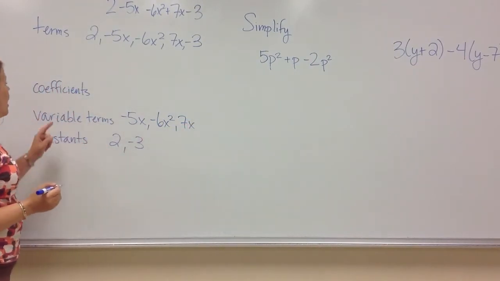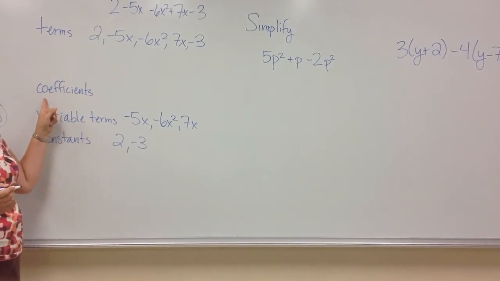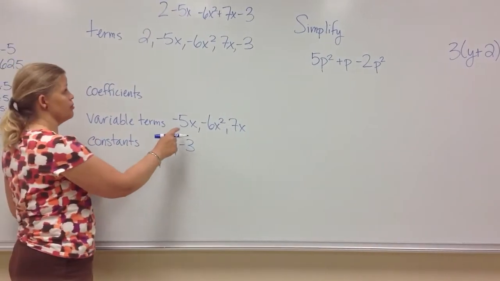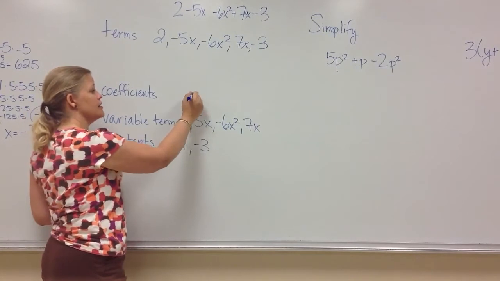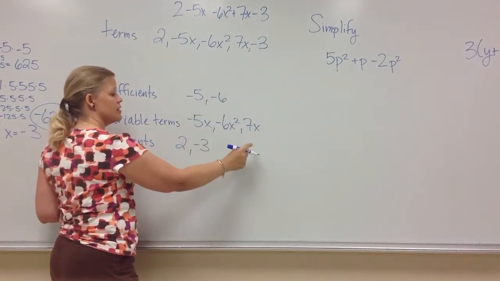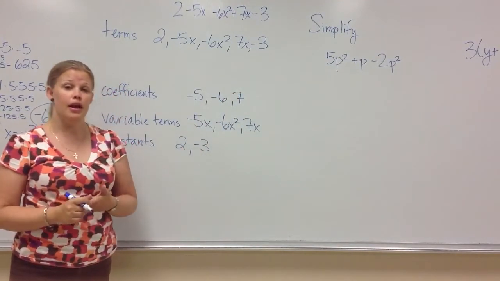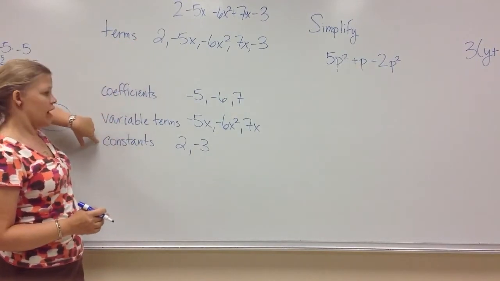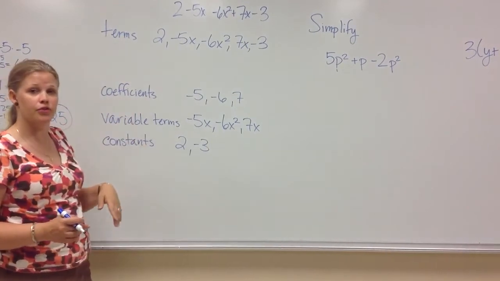Okay? The last vocab word I want to share with you today is coefficients. Those are the numbers that are in front of the variables, or in the variable terms. So what's with the x? Negative 5. What's with the x squared? Negative 6. What's with this x? A 7. You will have homework problems where I will ask you what are the terms, what are the constants, and what are the coefficients. Okay? Now you've got a model for that.